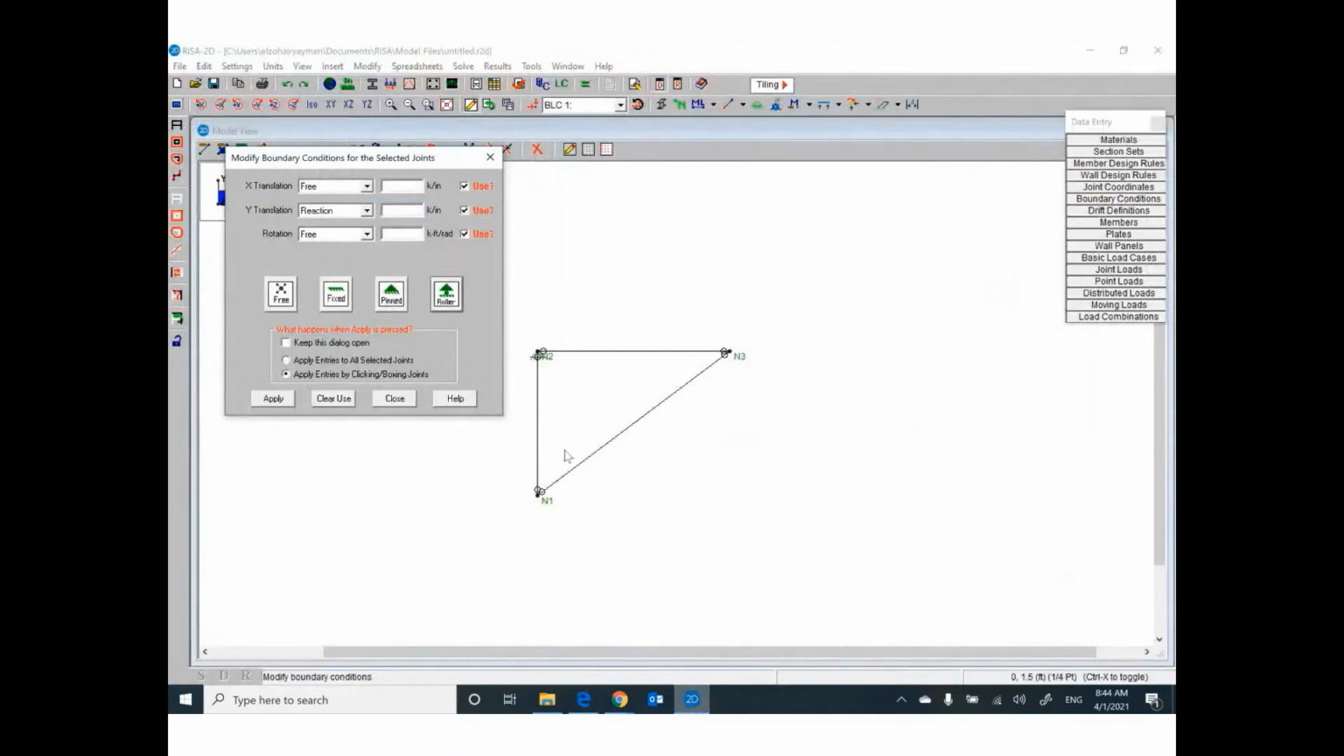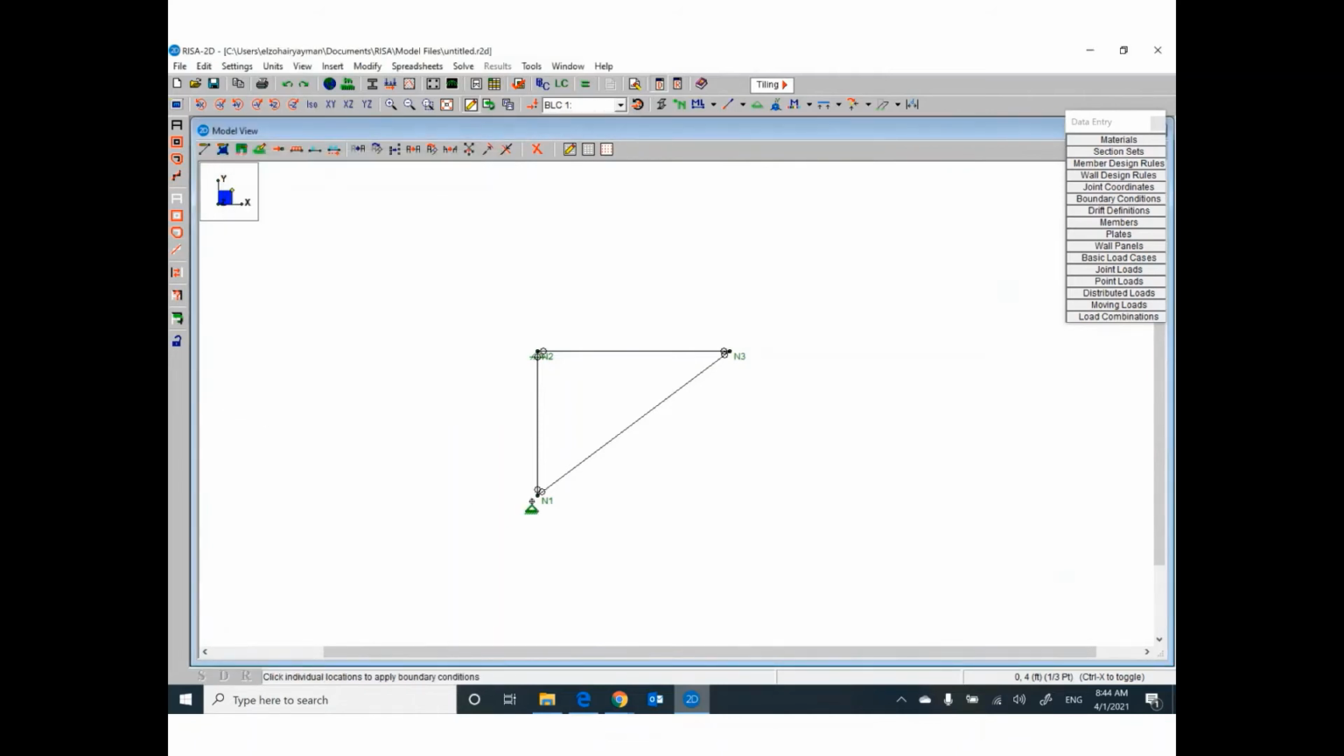The issue can be solved. Don't choose the roller from here. What should I do? Go ahead and create your own roller. So for X translation, I have a reaction. For Y translation, it's free. Apply. Click at this node. You create your own roller.